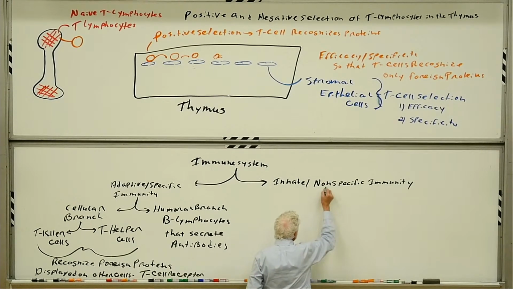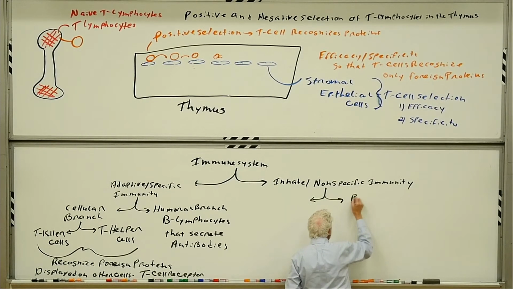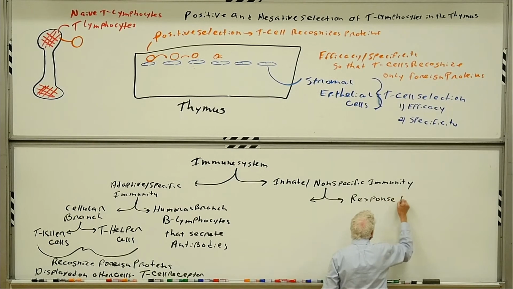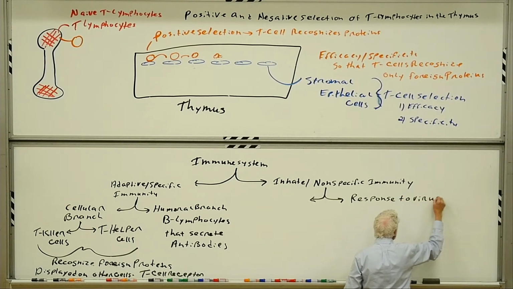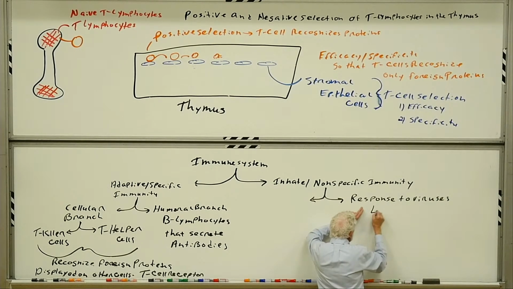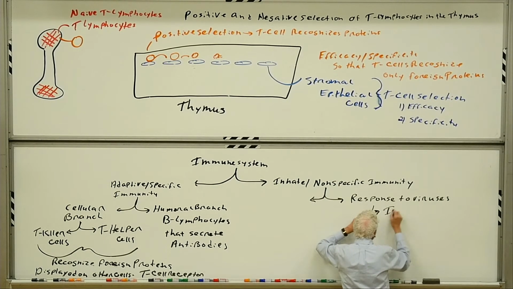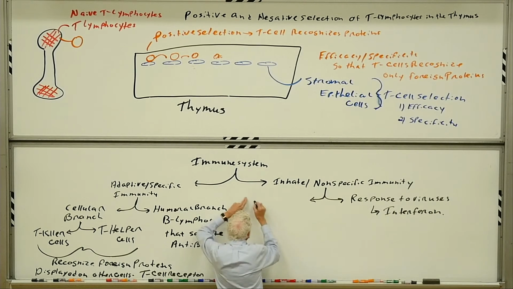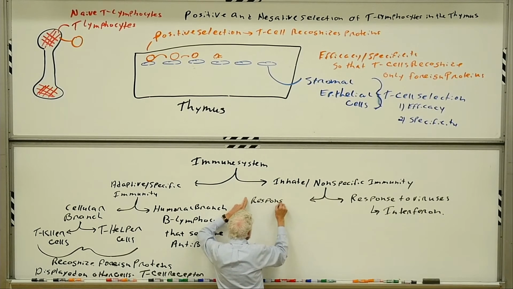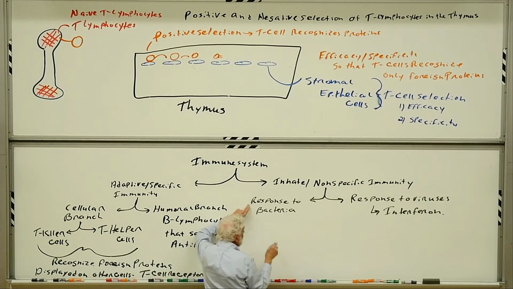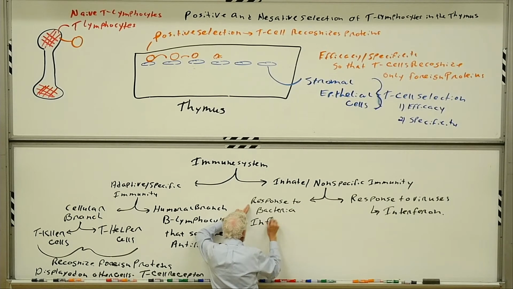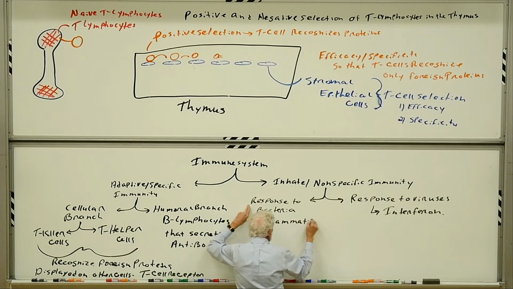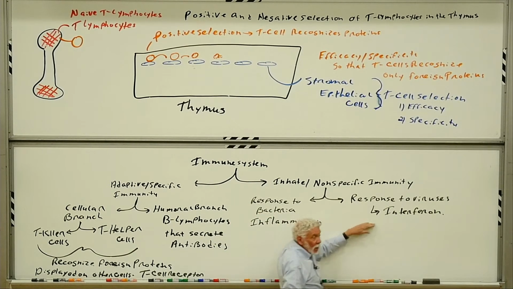The innate or non-specific branch can now also, for our simple purposes here, be divided into response to viruses, and the response to the viruses is interferon. There will also be a response to bacteria. In this response to bacteria, we're going to subsume under inflammation. But let's begin here with the interferon.